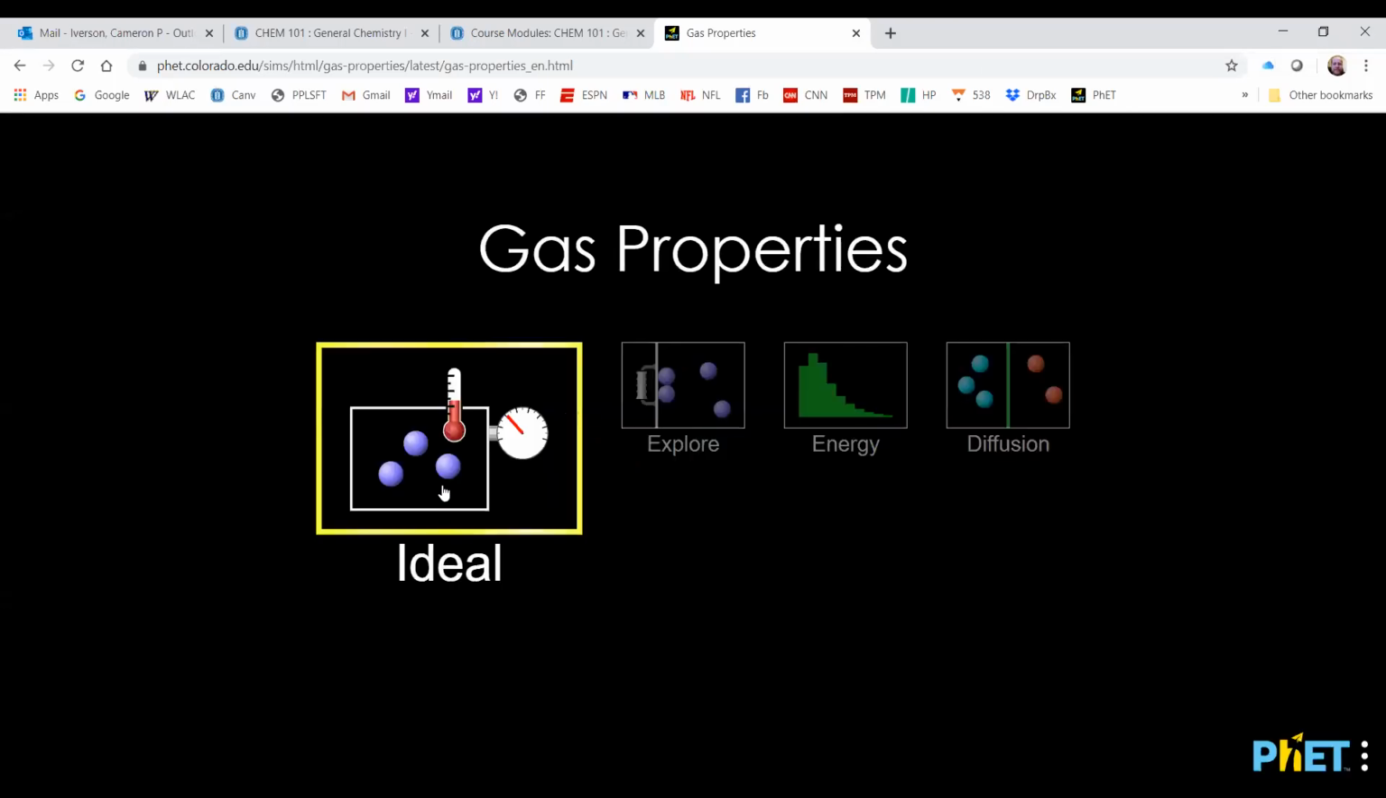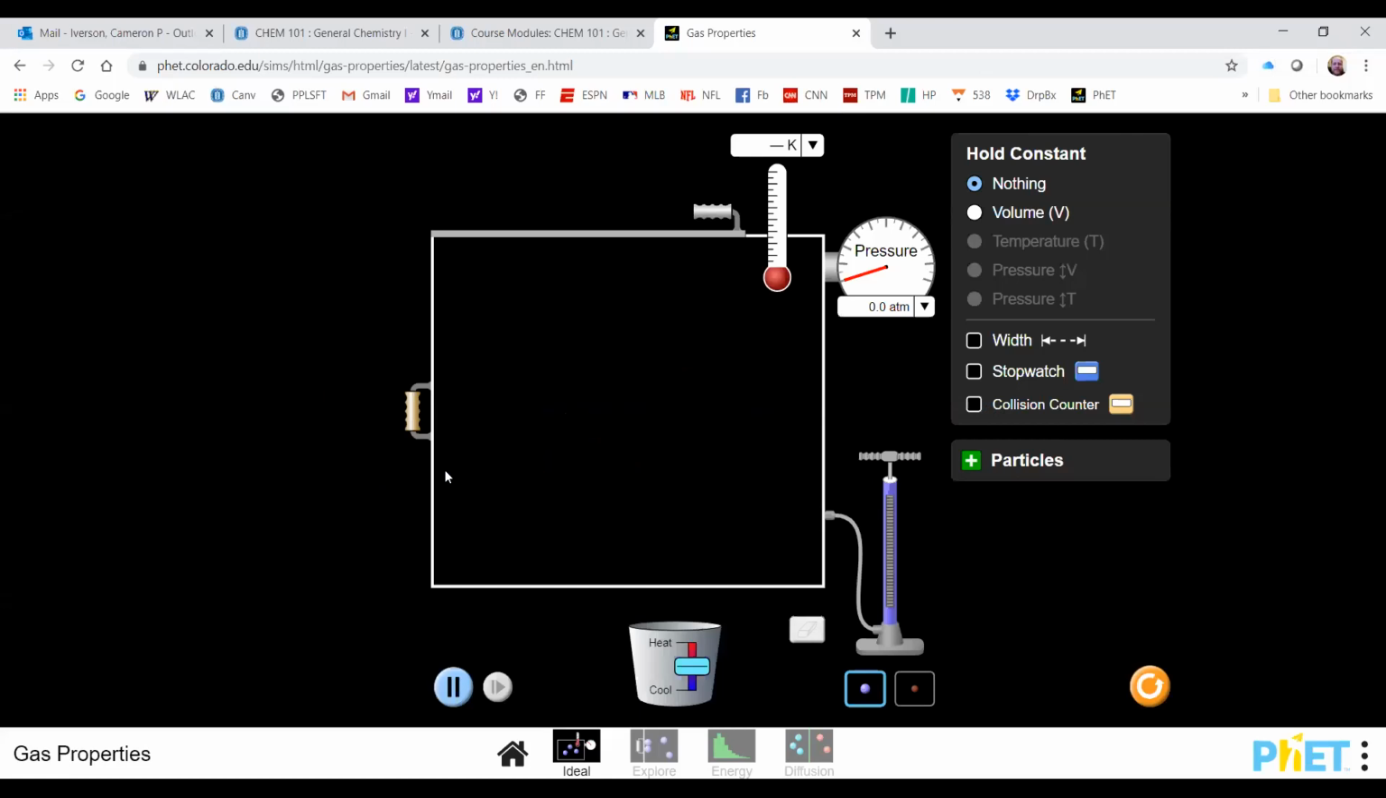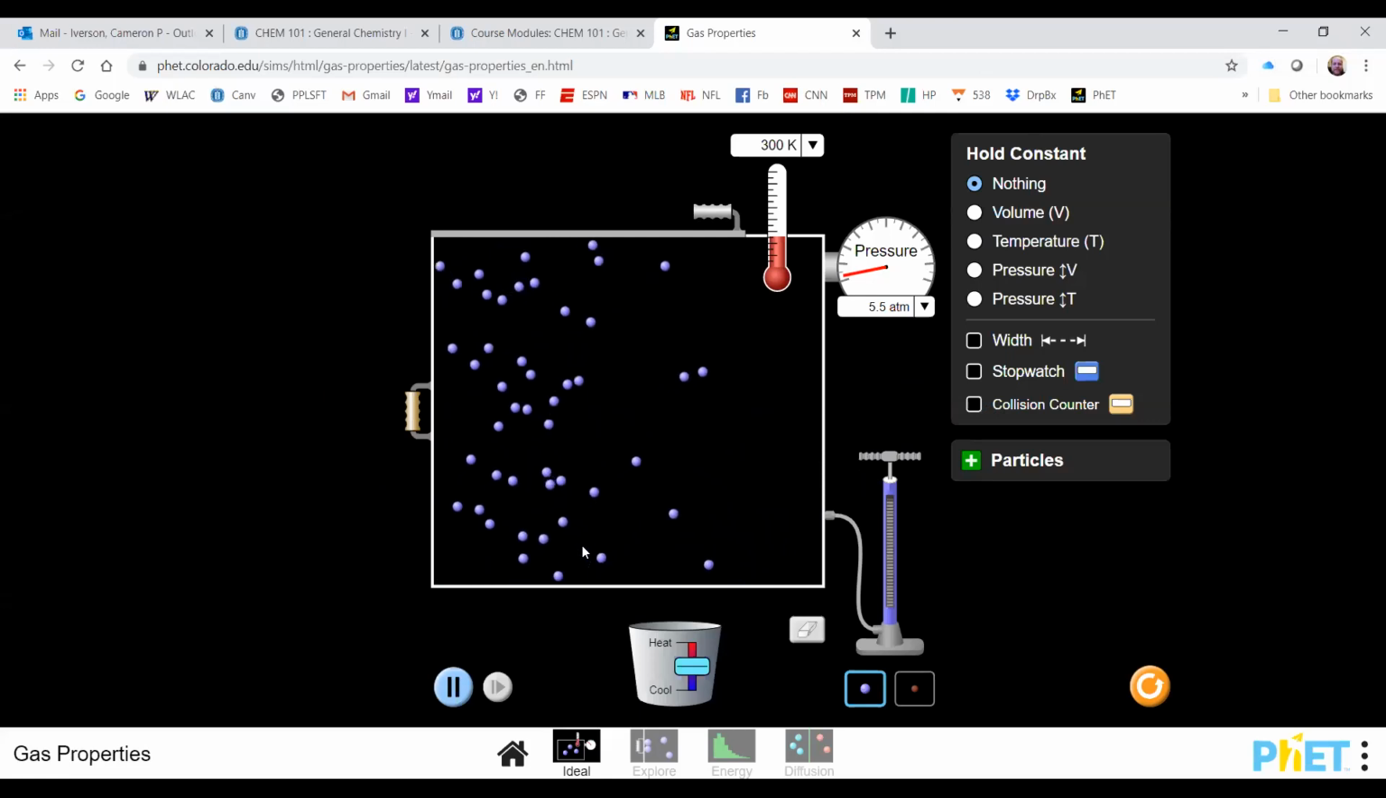Great. So here's the simulation, this PhET simulation. We're just going to look at the ideal gas simulation. We can add gas particles to the container just by using this little bicycle pump here. You can see the gas particles fill the container and move around. We'll use the simulation a couple of different times.